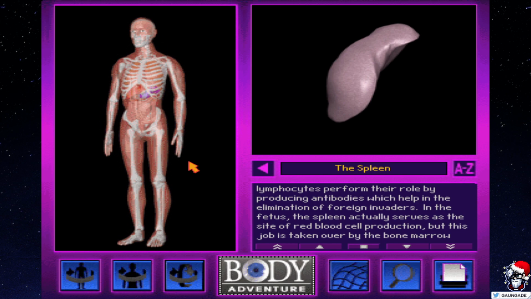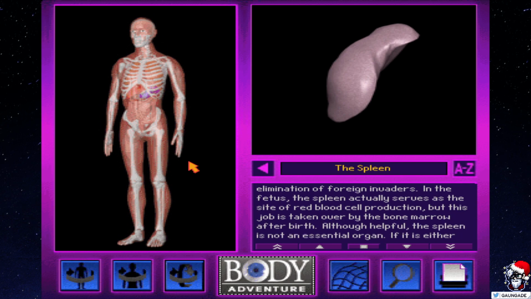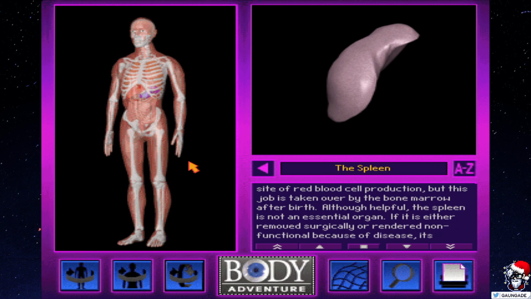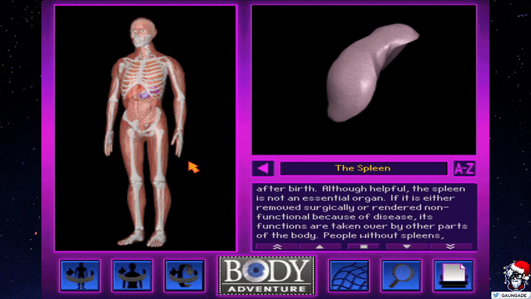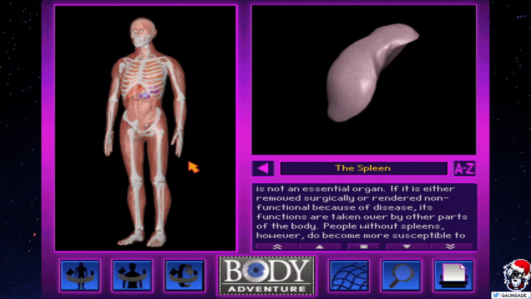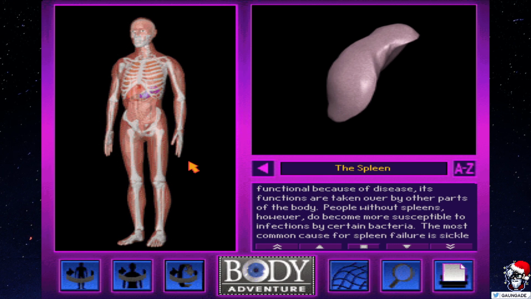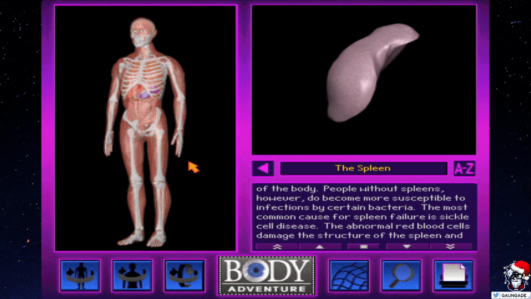In the fetus, the spleen actually serves as the site of red blood cell production, but this job is taken over by the bone marrow after birth. Although helpful, the spleen is not an essential organ. If it is either removed surgically or rendered non-functional because of disease, its functions are taken over by other parts of the body. People without spleens, however, do become more susceptible to infections by certain bacteria.